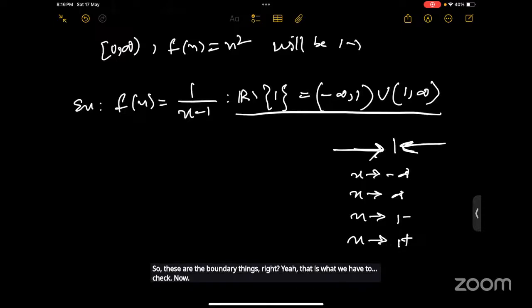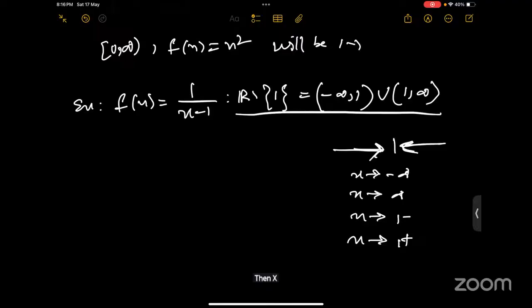Now let us start. If x is going towards -infinity, what about the nature of f(x)? f(x) would be 1 by (-infinity - 1), right? And -infinity - 1 is again -infinity. And 1 by infinity is tending to 0, right? That means f(x) will be tending to 0. Similarly, we can do it for infinity also, and it will be tending to 0 again.